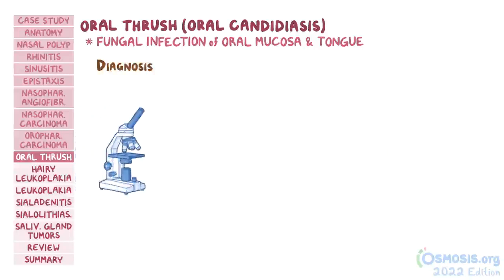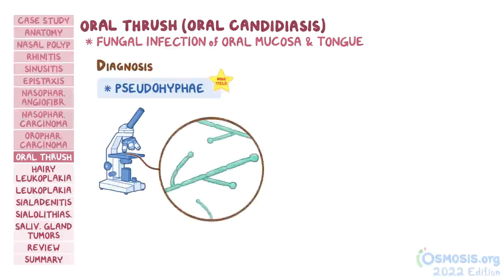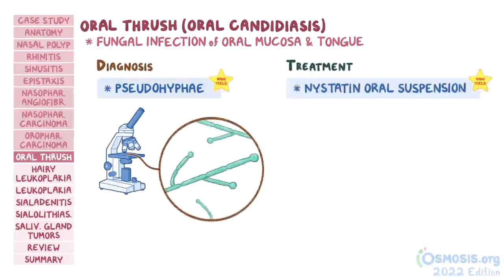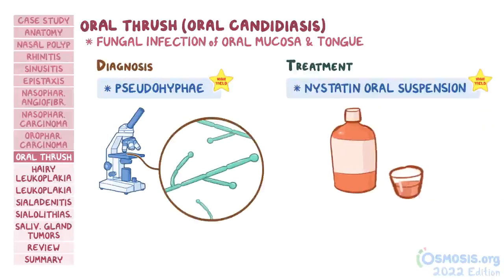For diagnosis of oral thrush, a sample of the lesion can be scraped off and then analyzed under a microscope, where the most high-yield finding is the presence of pseudohyphae, which is when Candida cells have an elongated shape that looks like long, thin filaments. Oral thrush is treated with nystatin oral suspension by swishing it around the mouth and then swallowing or spitting it out.